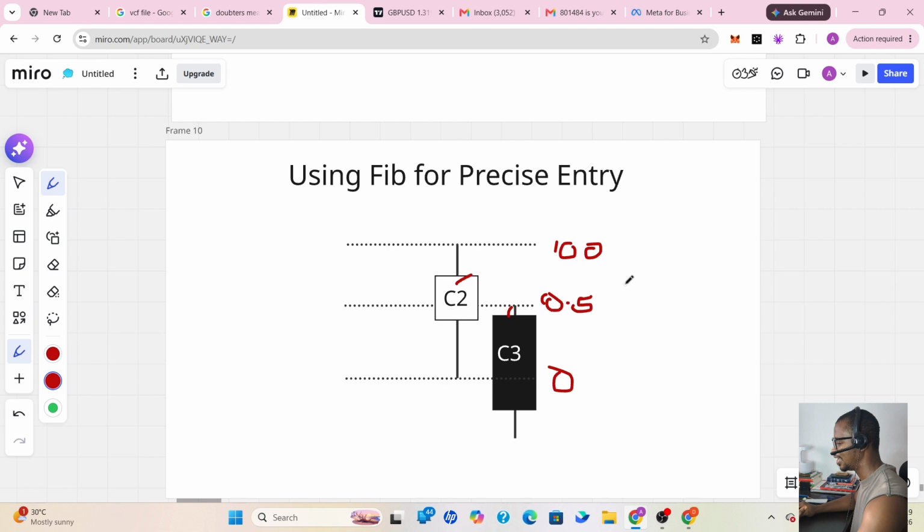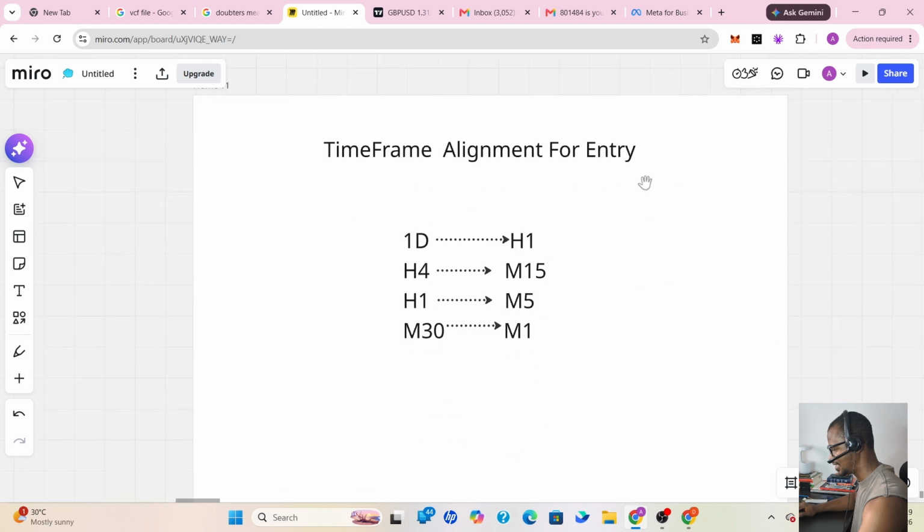And to have a robust understanding of this thing, I want you to know that the alignment of the time frames must be very okay, you understand? What I mean by alignment is this: if you are finding your signal candle, that is the three set of candles, on the daily time frame, the entry point for you should be the 1 hour time frame.